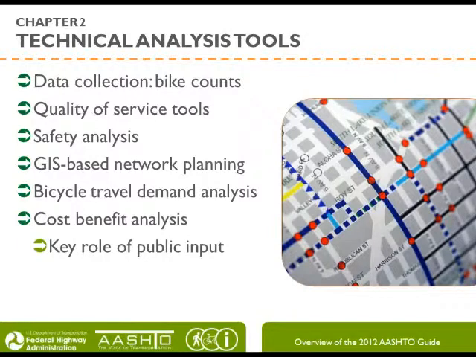Also, there's a lot of new guidance in terms of technical, again, this is in chapter 2, some technical tools that are available, data collection, for example, talks about bike counts, why they're important, how you use them. Jennifer alluded to this earlier. There's new information on the quality of service, refers you to the highway capacity level of service, talks about, again, how you use this, when you use it, why you'd want to use it.